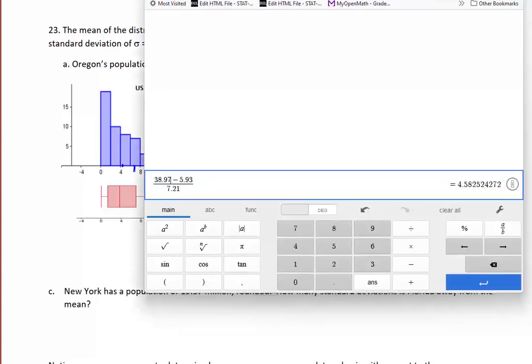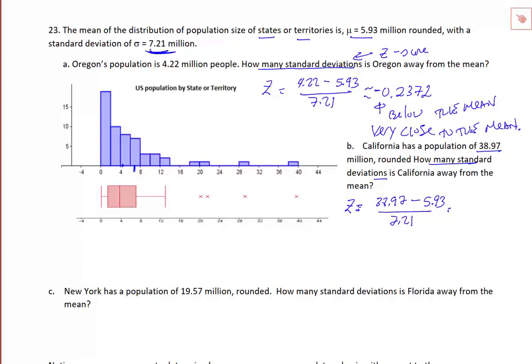So I am 4.58 standard deviations away from the mean. 4.5825. I'm going to approximate that to about 4.58. So I am more than 4 standard deviations away. That tells me I'm really far away from the mean. And indeed, there's California, and there's my mean. So you can see, relatively speaking, this number is far away. How big is 4.58? Well, let me do the following.